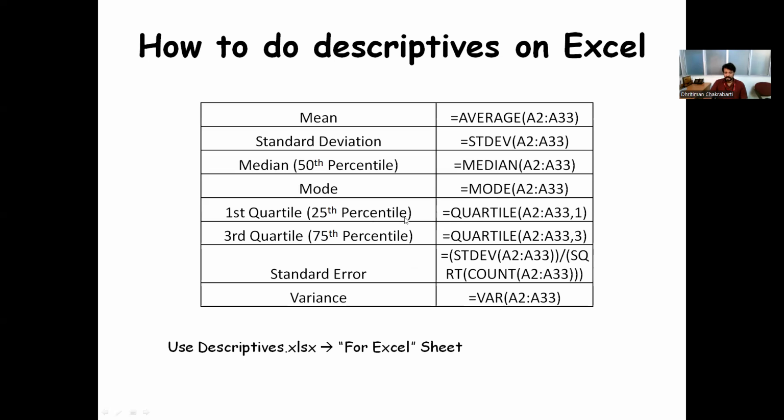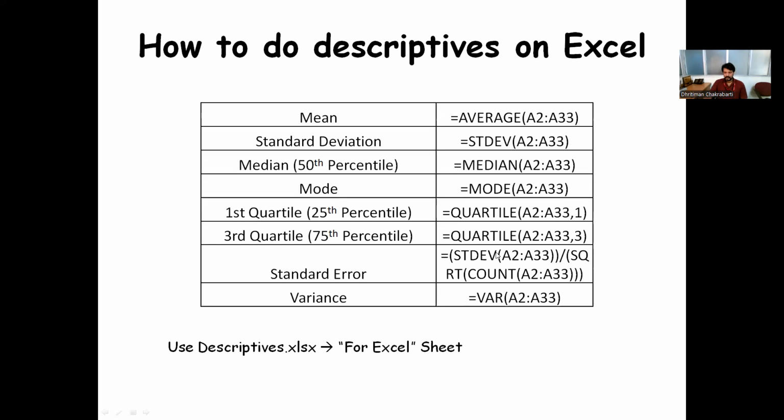Next, coming to quartiles, that is percentiles, you'll be applying this. There are two arguments to the quartile function, in which you have to put the data series, comma, which quartile you want. The first quartile is the 25th percentile. The second quartile is the 50th percentile, that is your median. And the third quartile is the 75th percentile. These are the most commonly used ones. So for the 25th percentile or first quartile, you'll use 1 as the argument, comma 1. And for the third quartile, you'll use comma 3.